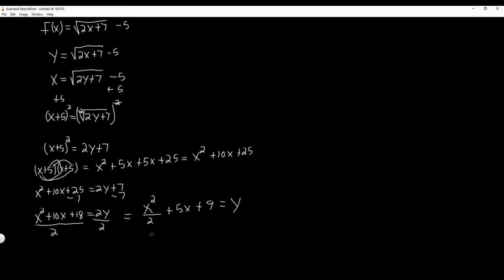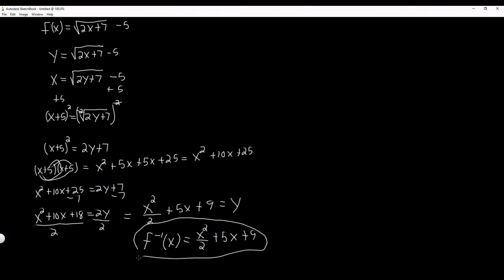And if we want to write this, we can write this as the inverse function of x is equal to x squared divided by 2 plus 5x plus 9. And this is the answer to this problem.